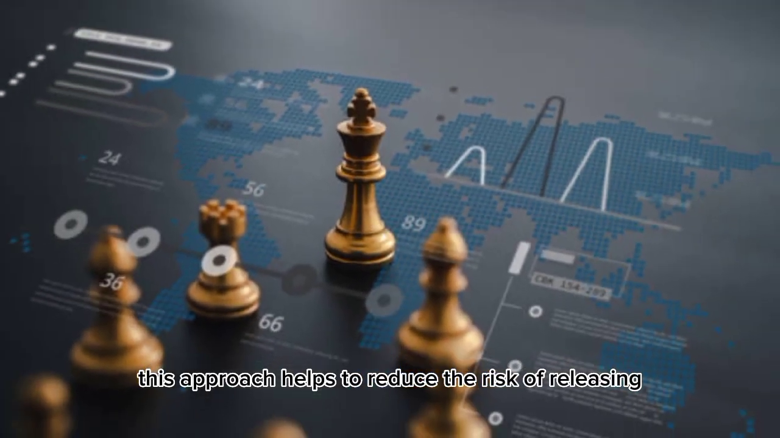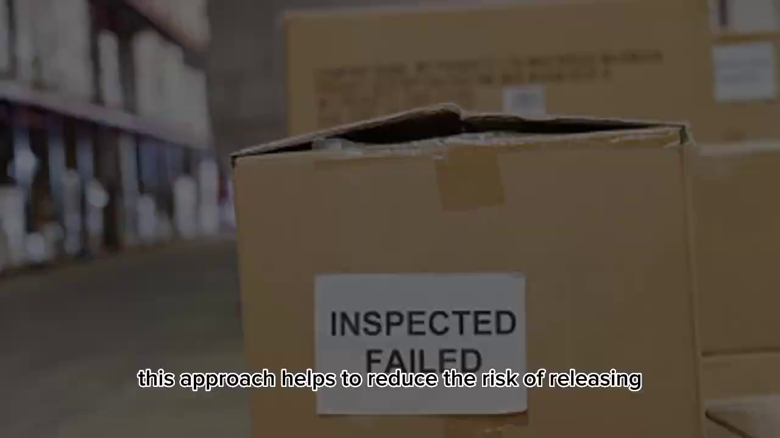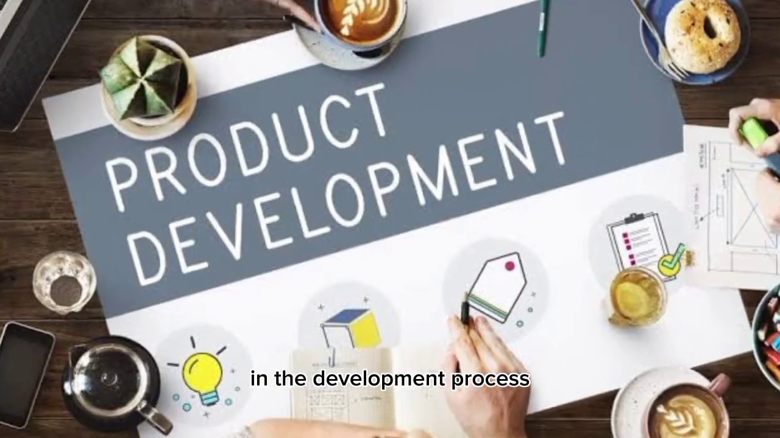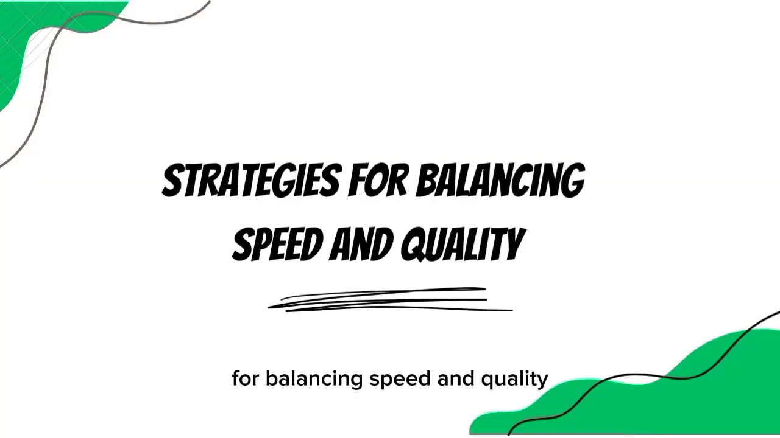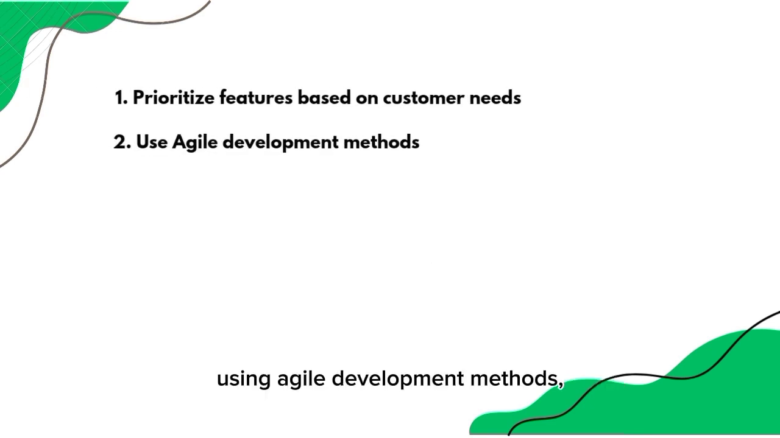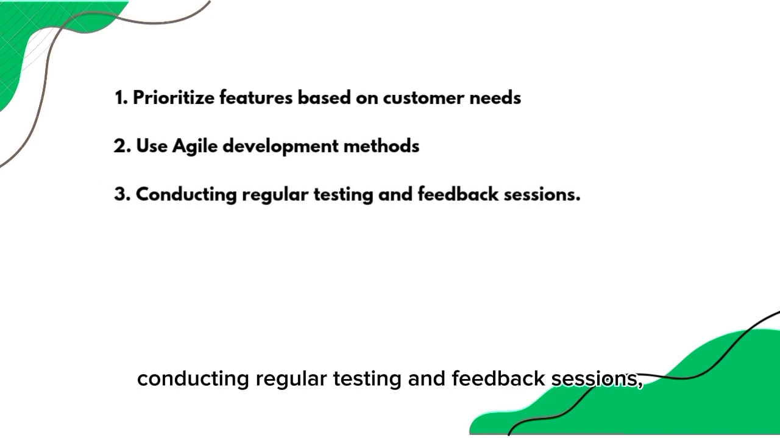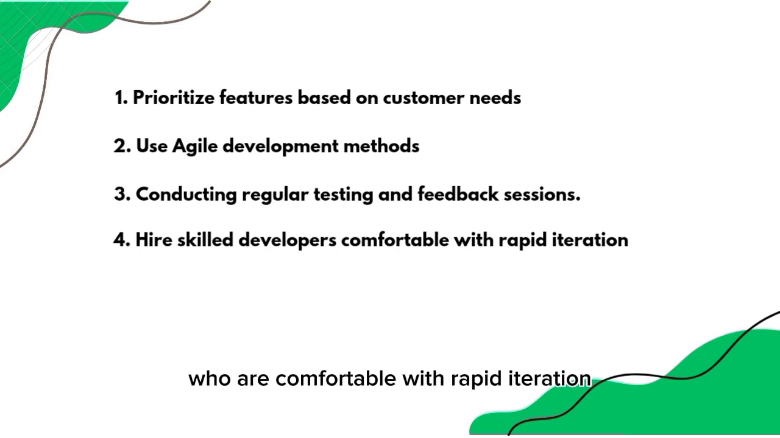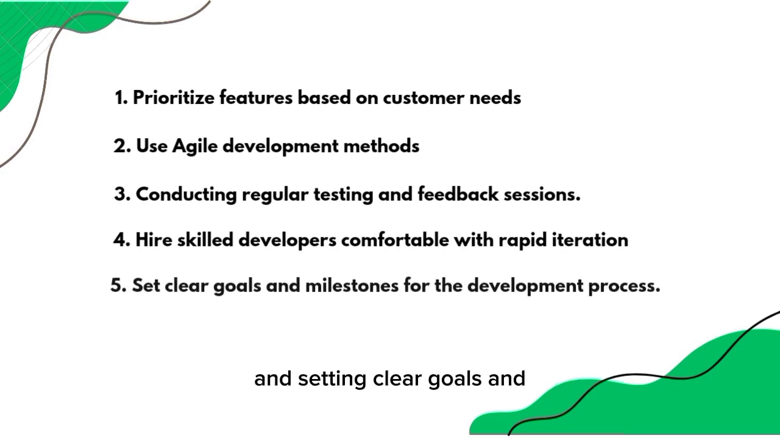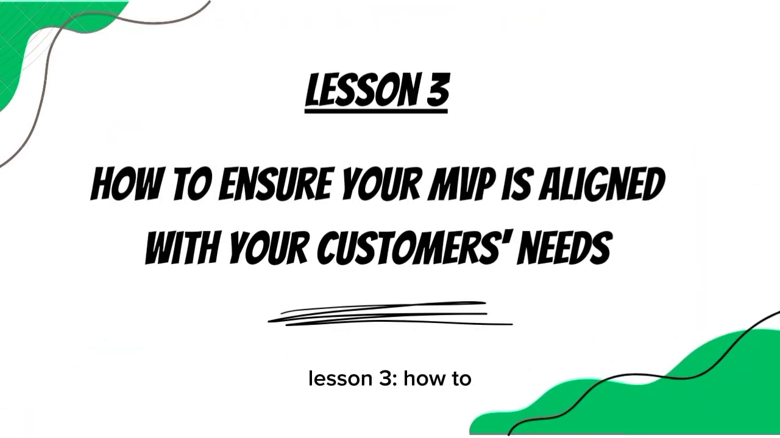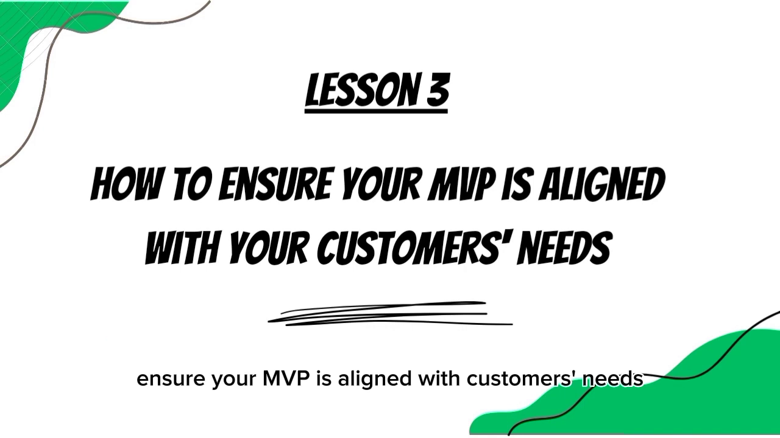This approach helps to reduce the risk of releasing a low-quality product by getting customer feedback early in the development process. Here are some strategies for balancing speed and quality. Prioritizing features based on customer needs, using agile development methods, conducting regular testing and feedback sessions, hiring skilled developers who are comfortable with rapid iteration, and setting clear goals and milestones for the development process.